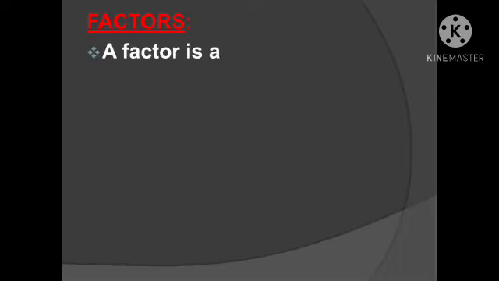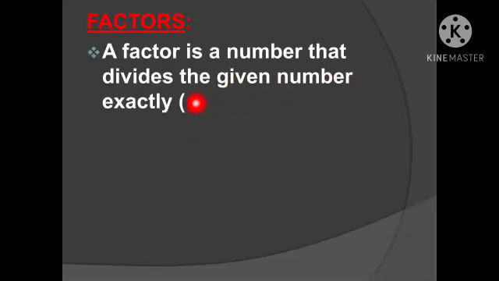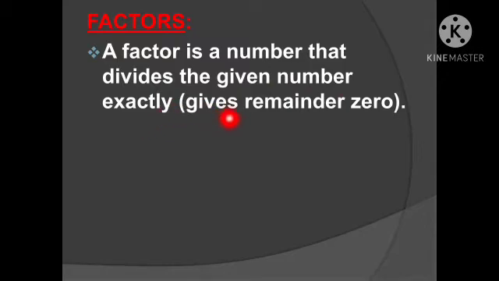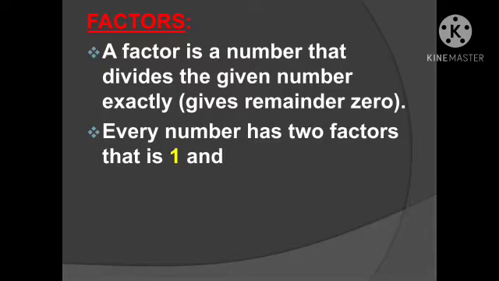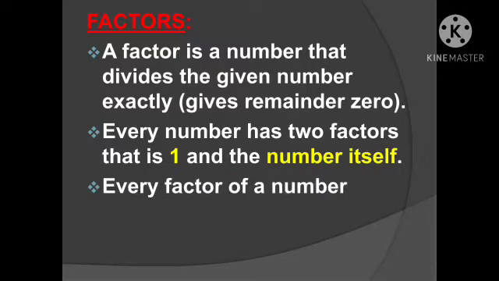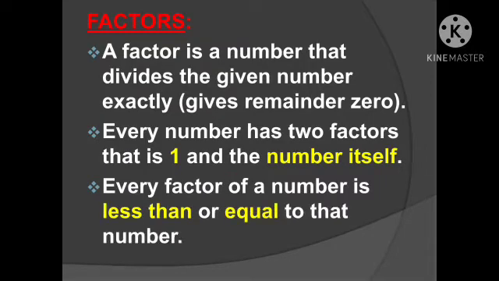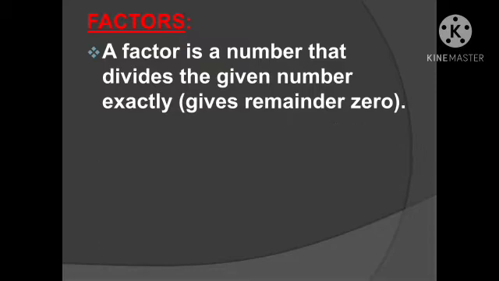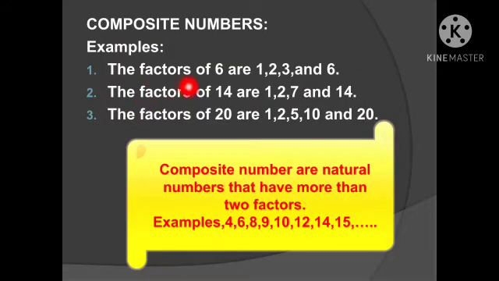Factors. A factor is a number that divides the given number exactly, giving remainder 0. Then, as you already know, every number has two factors, that is 1 and the number itself. Then the last point is every factor of a number is less than or equal to that number. For example, the factors of 6 are 1, 2, 3 and 6. See, here the factors are less than 6 and equal to 6.